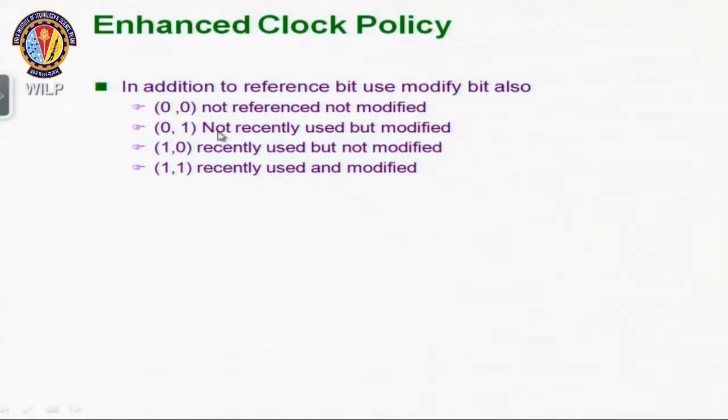Then I have 0 1, not recently used but modified, recently used but not modified, and recently used and modified. So we have 4 different combinations, and the best combination would be something which is not referenced and not modified. And this last one could be the least preferred combination. So the enhanced second chance algorithm, or enhanced clock policy, could be used for giving us better performance.